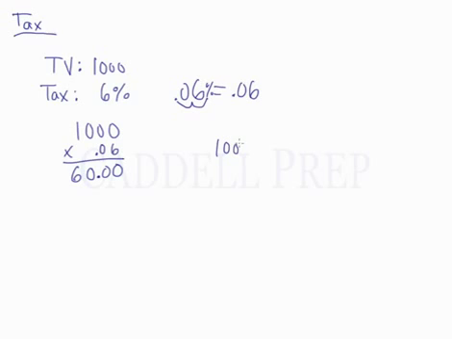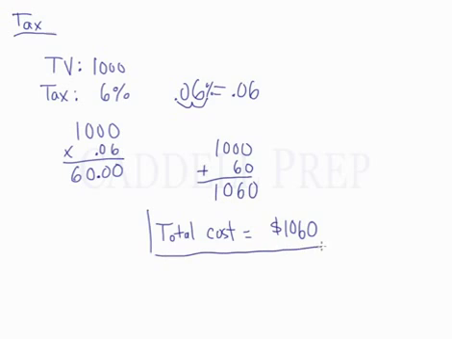So we have the price of the TV plus $60 in tax. So that means the total cost is $1,060. So tax, you find the percent of the price and you add it on. In this case, 1,000 was the original or the actual price. Then there was 6% tax, which is equivalent to $60. So the total was $1,060.